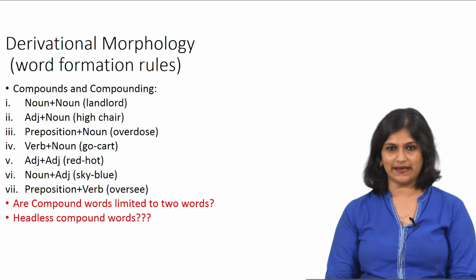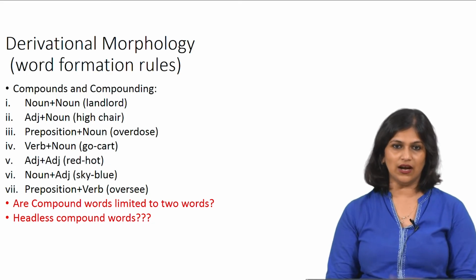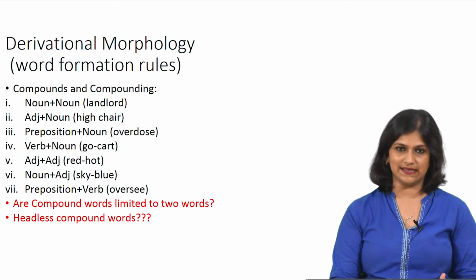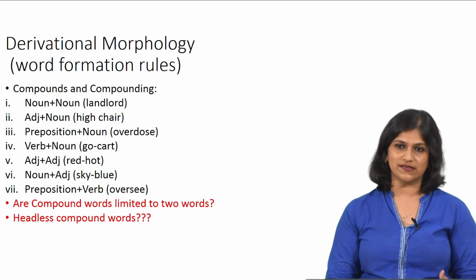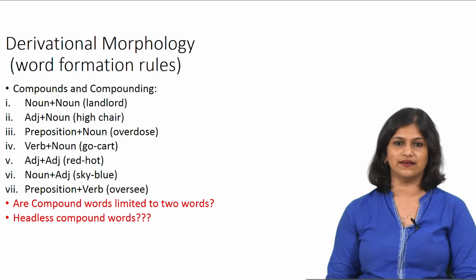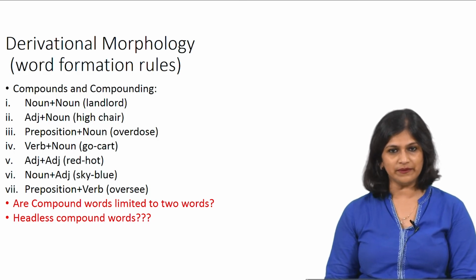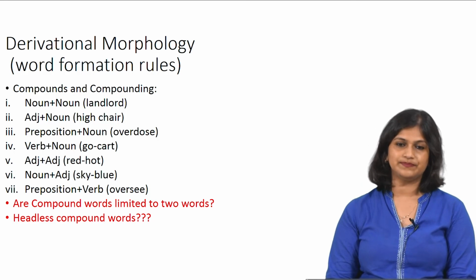The best example I can give is teacher. When you say teacher, how many morphemes? Two morphemes. One is teach, the other one is er. And what is the head word or the root word here? Teach, obviously, because er is a bound morpheme, so it cannot be a head word.